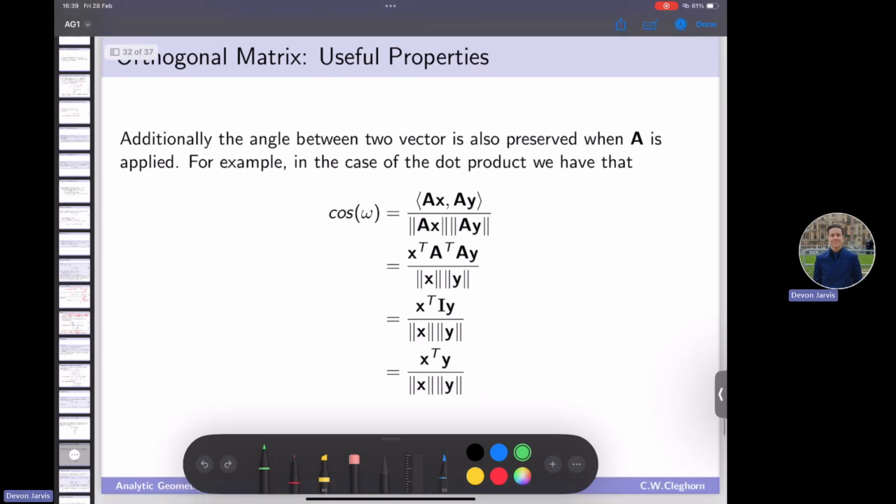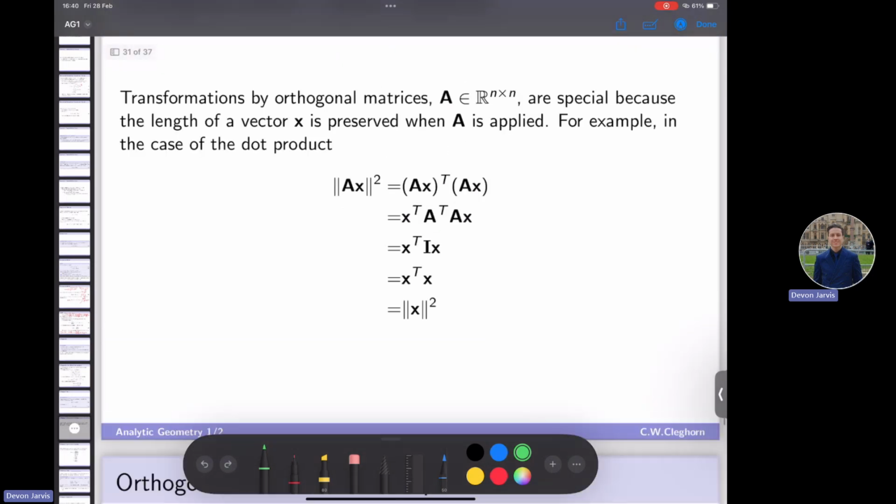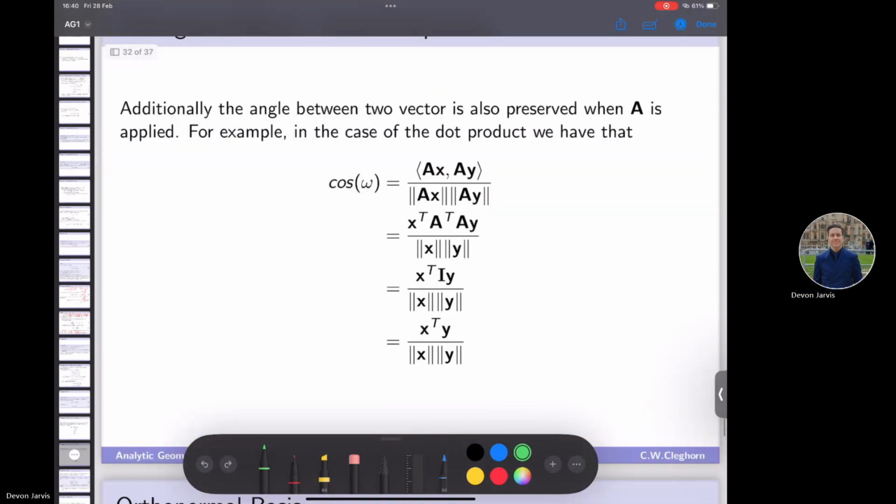Additionally, the angle between two vectors is also preserved when A is applied, and we can do the exact same thing. Again, using the dot product, you can substitute in Ax and Ay to see whether or not it changes the equation by having the A's in there. You calculate out the A transpose in the middle, that gives you identity. Same for the norm over here. That will then just be the same as what we just did there. So we're applying this identity on this slide to get that and that and that and that to just be separate.